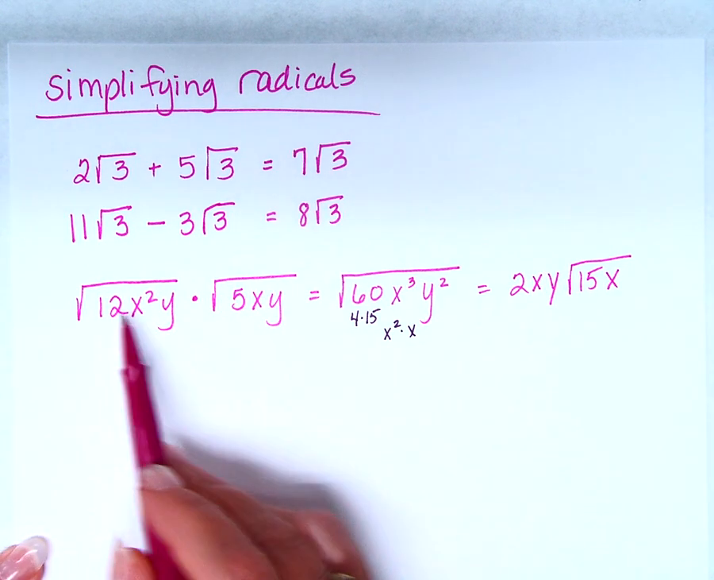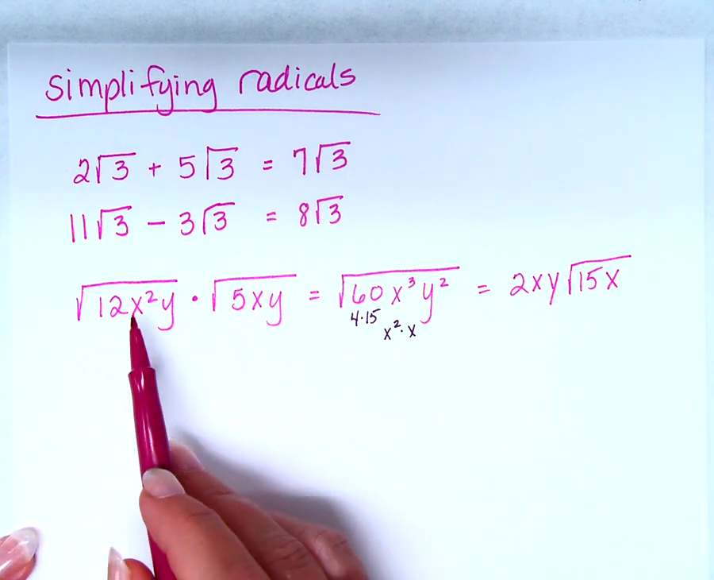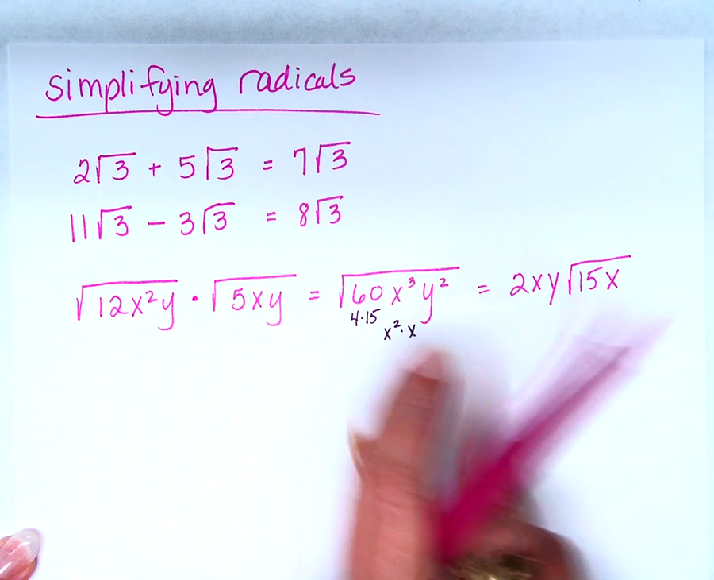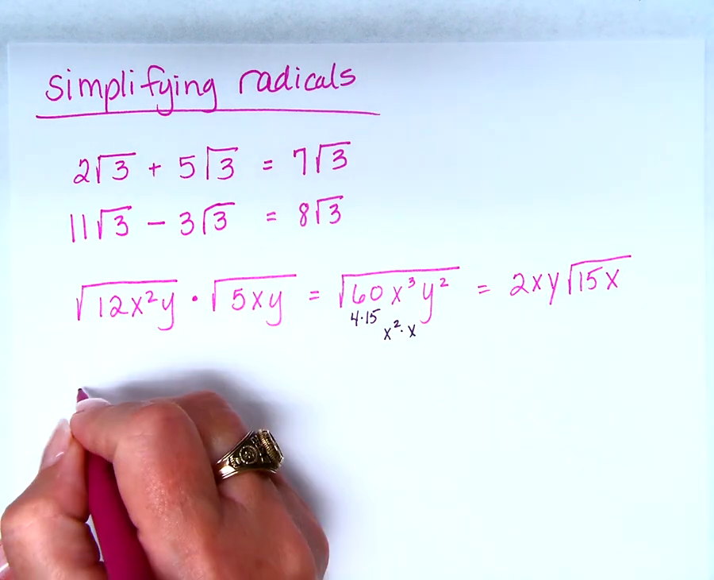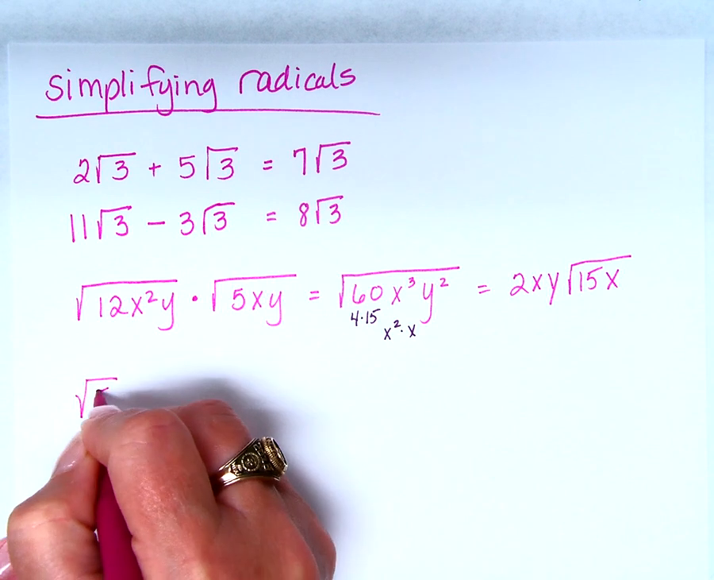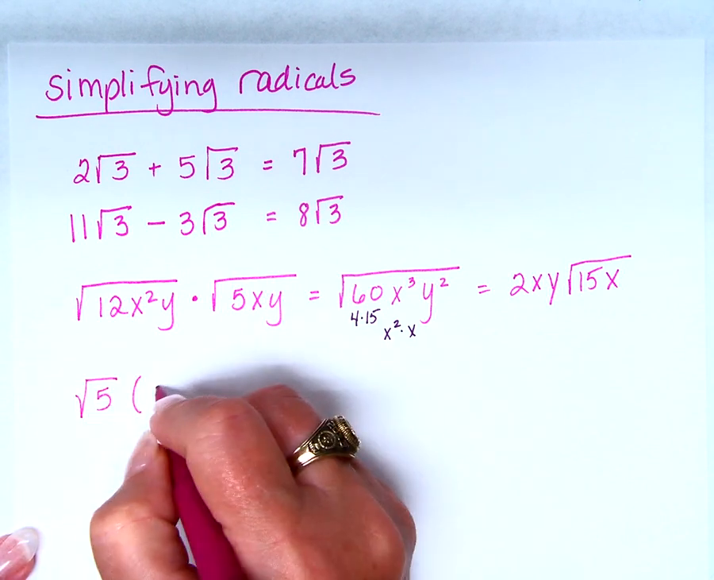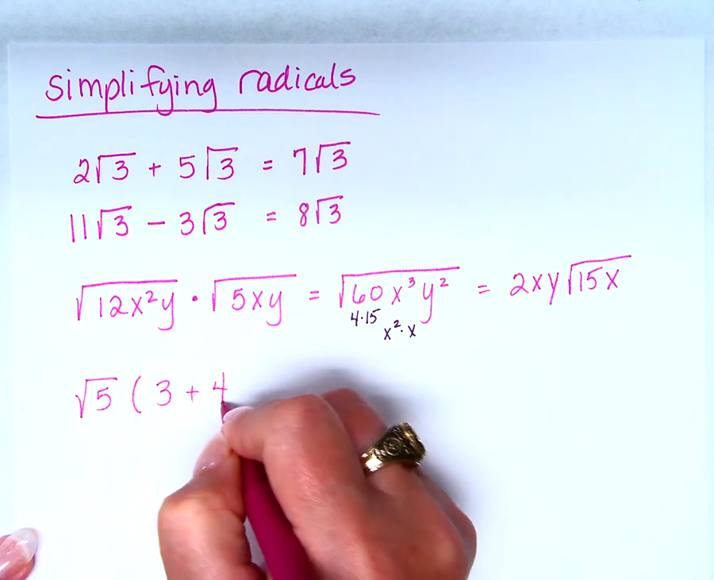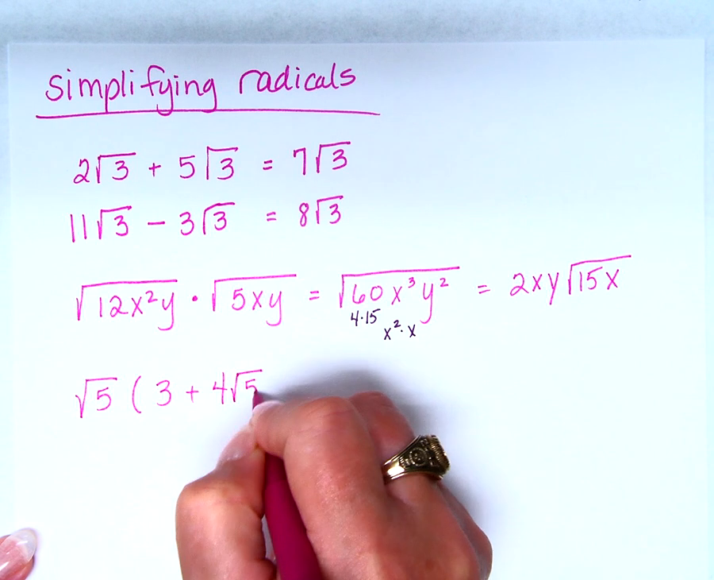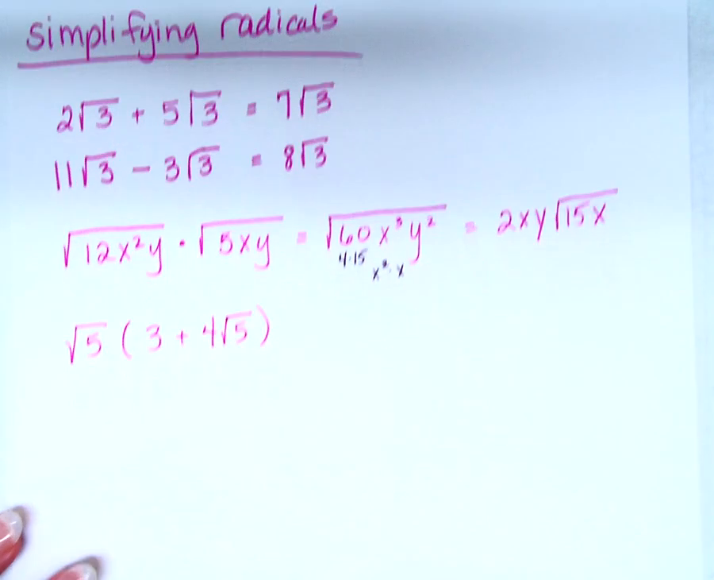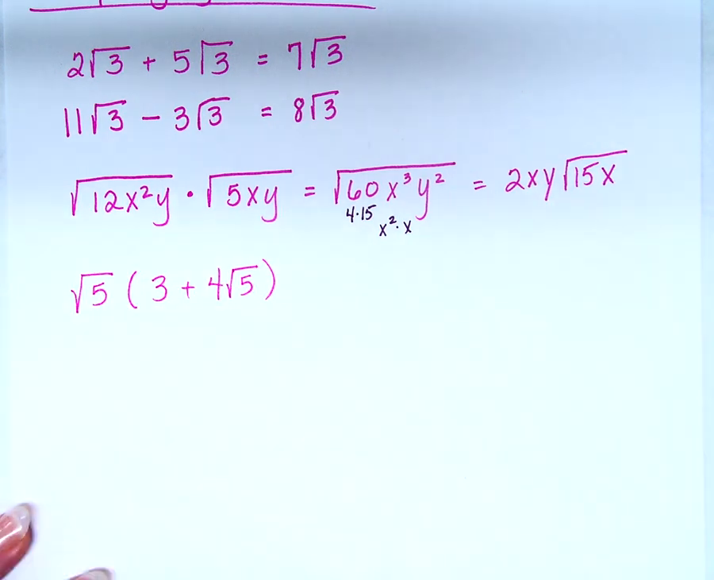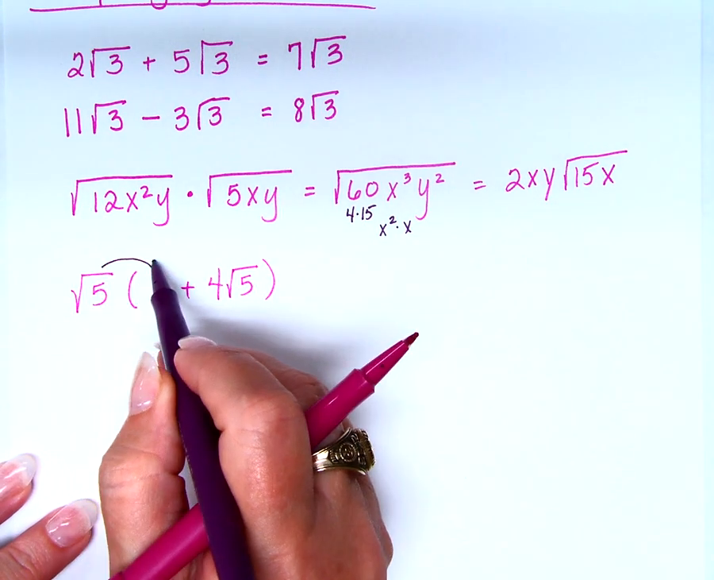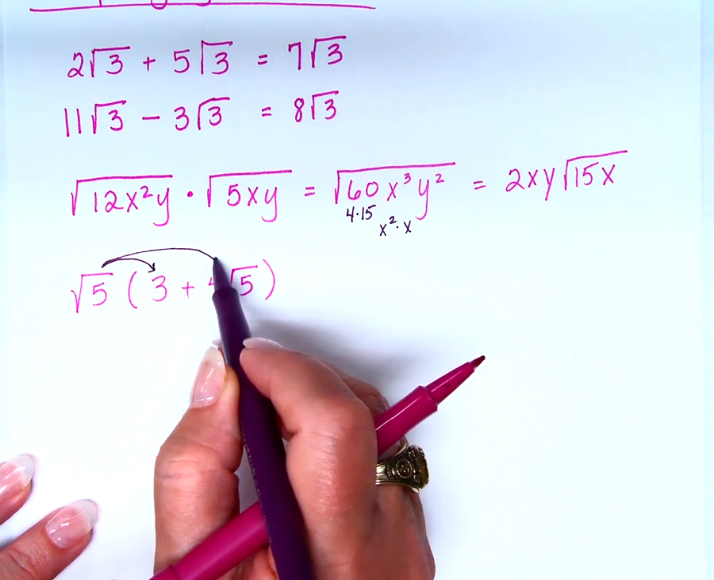So this first part is the only new part to you. You just have to know to multiply all the stuff on the inside, and then this is just a reminder of yesterday, right? Okay. All right. What if the problem looked like this? Still a multiplication problem, but it looks way different. Square root of 5 times 3 plus 4 square root of 5. What do you think I do here? Multiply everything by 5 inside the parentheses except for the square root.